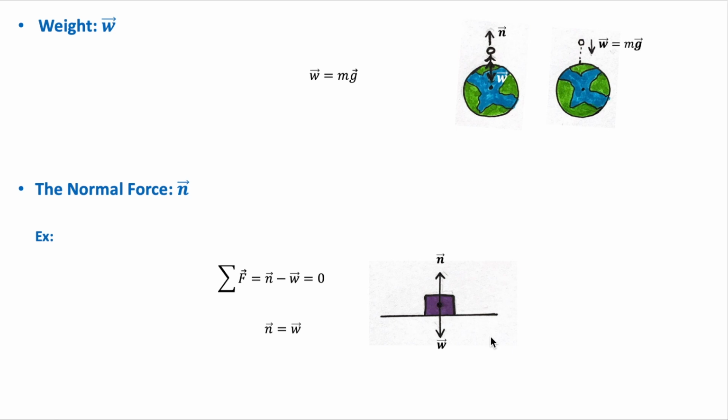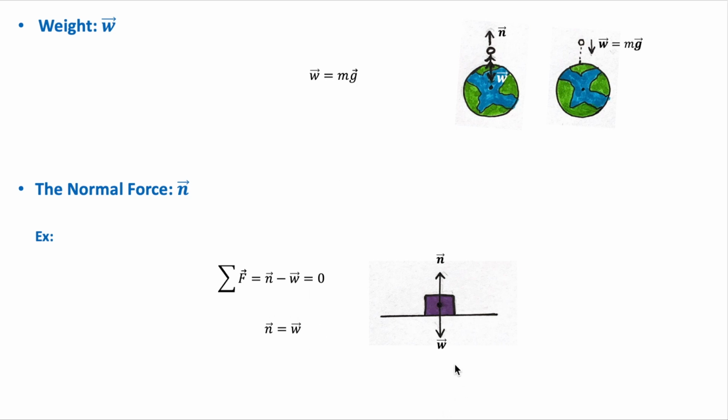Let's consider this example of a block that is resting on a surface. The acceleration is 0, and if we apply Newton's second law, the sum of forces equals ma, which equals 0, so the resultant force is N minus W. The normal force in this case is equal to the weight of the object.